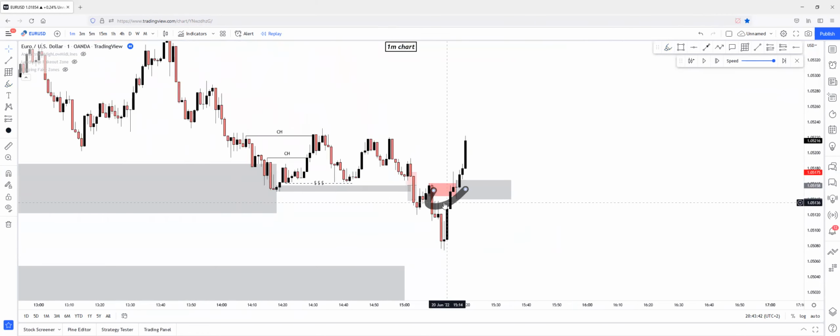So basically, this is a 7 or 8 criteria trade once again, because I just told you the criteria. This will be a good trade. This will be a good pro-trend trade, and I will take this trade no matter what.